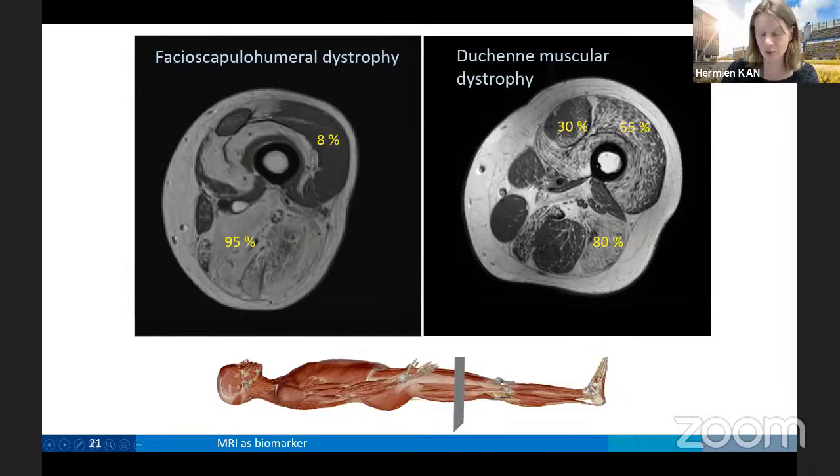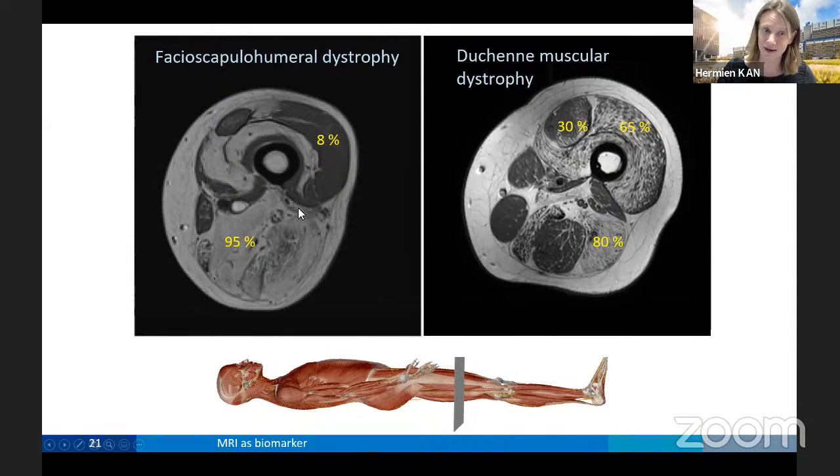Another thing that stands out on this image, at least for me, is that it's very different, right? It's not the case that in every single neuromuscular disease, the same muscles are affected. Here, the rectus femoris has 30% fat. I didn't put a number here, but here in FSHD is actually affected less. The difference is very apparent here at the hamstring.